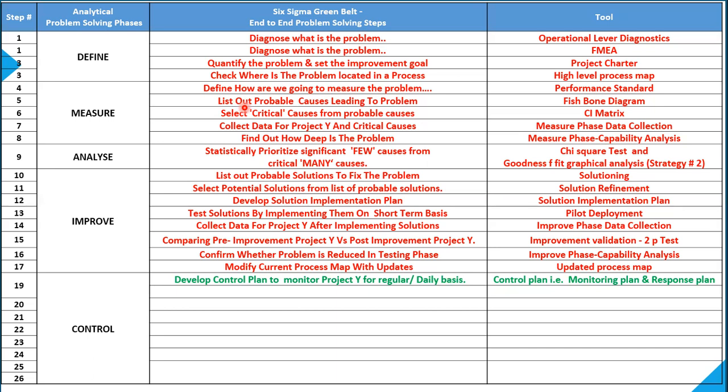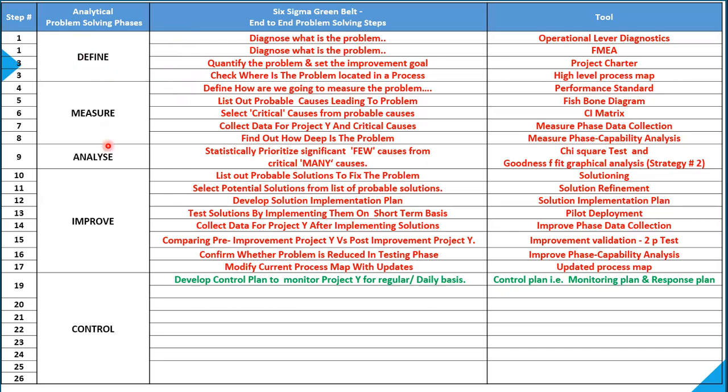Once we finalized what needs to be done, we need to check where the actual problem is lying, and for that we used the high level process map, if you remember. So what the problem is and where the problem is, is something we sorted out in the define phase. Right. The next thing is the measure phase.